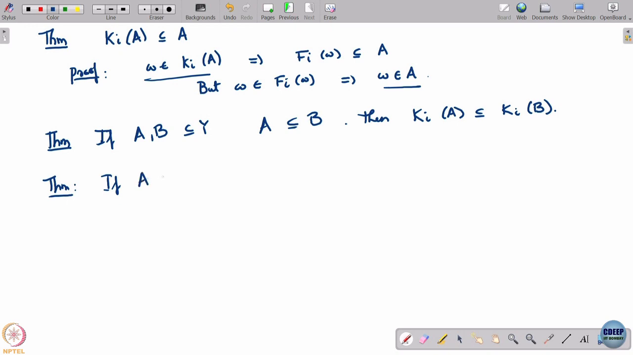Now let's take any event. This is the event that player I knows A, and this is the event that player I knows that player I knows A. How are these related? Player I knows A and player I knows that player I knows A. What is the superset? It's really incredible. You get this for free.